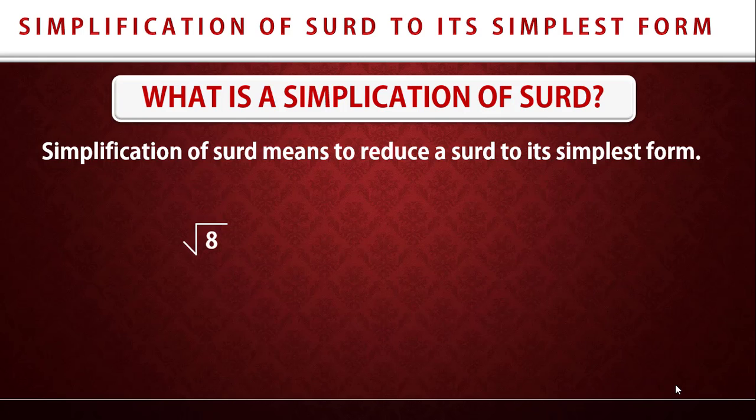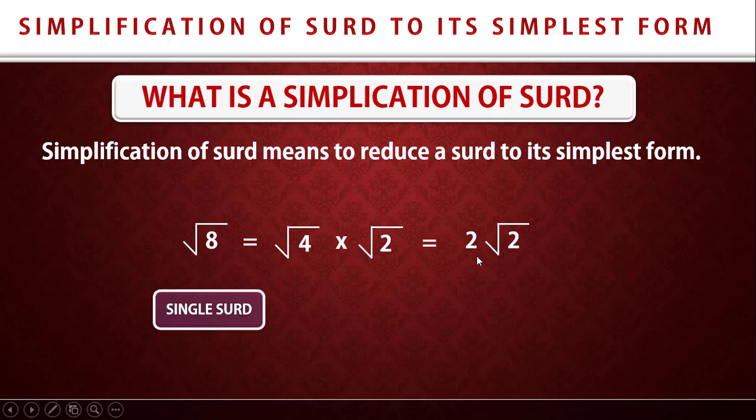For instance, we have the square root of 8. This is a single surd. In order for us to reduce this to its simplest form, we'll break the number 8 into 4 and 2, and we have the square root of 4 times the square root of 2. You know that 4 times 2 still gives us 8. So what is the square root of 4? The square root of 4 is 2. So we have 2 root 2. This square root of 8 is a single surd, and the 2 root 2 that we obtain is the surd that we have reduced to its simplest form.